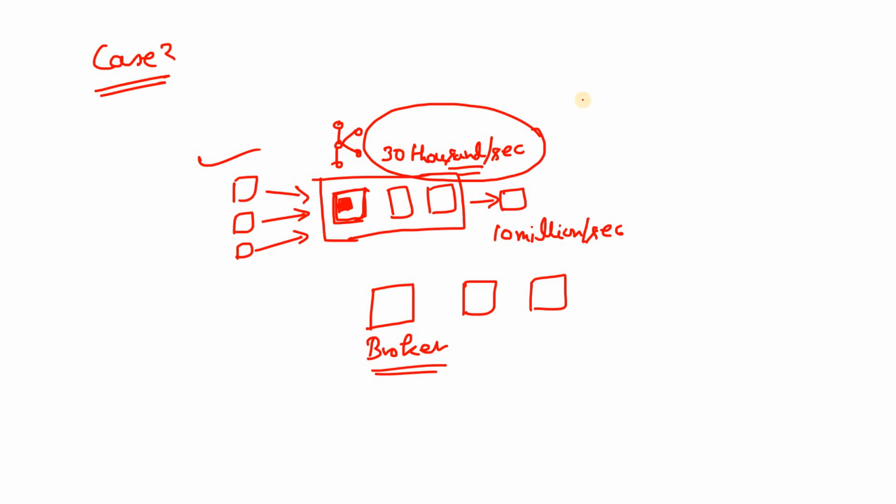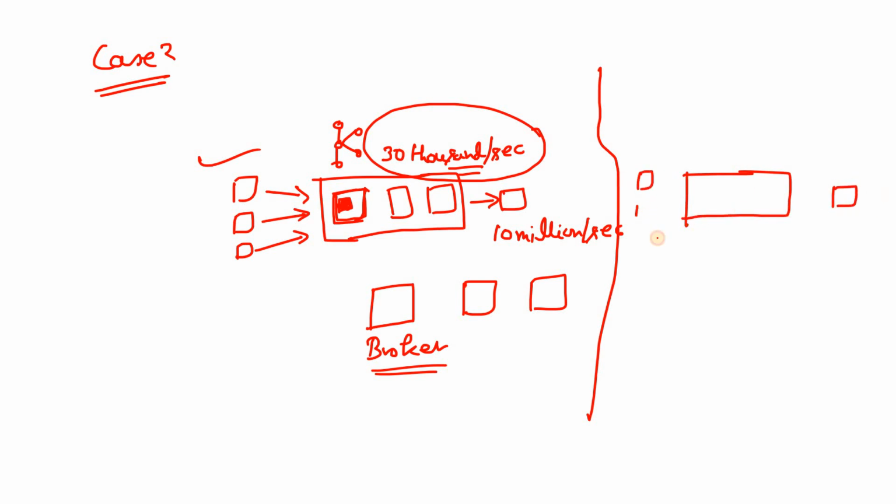And let's consider another case here. Suppose here we are having our Kafka topic. Here we are having our Kafka consumer. Here multiple producers are producing messages to this topic. So here I am just writing in small letters producer, and here this is our consumer. Okay, right? Consumer is consuming the messages.